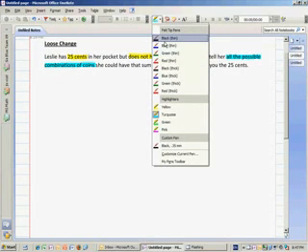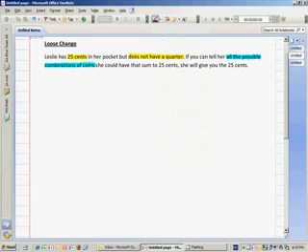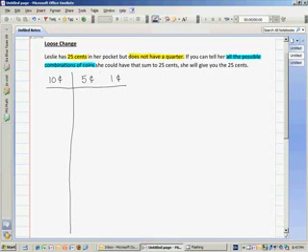Once I've identified the key areas in my problem, I need to determine how I'm going to organize my information. Here I'm going to create a chart that lists all the coins that she possibly could use. Notice I'm going from the most value to the least value, so a dime, a nickel, and a penny. I'm going to create an organized list to discover all the possible combinations. I want to try to find a systematic way of doing this.